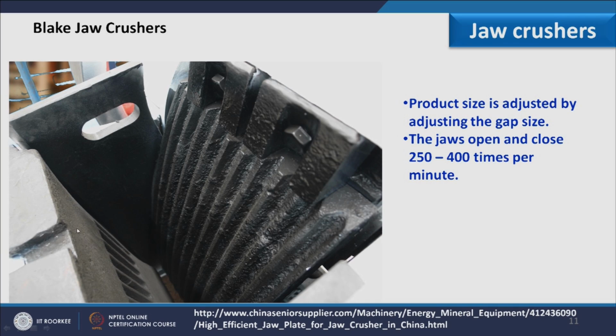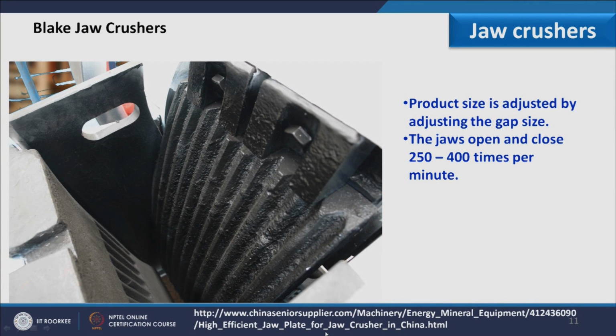So, here again I have shown one close view of the jaw. Here this is the fixed jaw, this is the movable jaw, and the gap. By adjusting this gap between the two, we can adjust the product size we want. And more about this, if you want to study, you can go through this link.